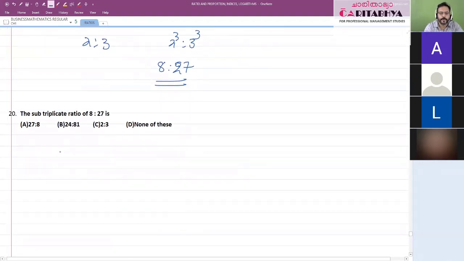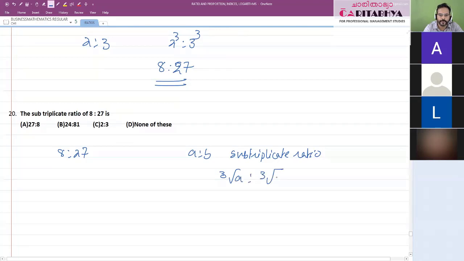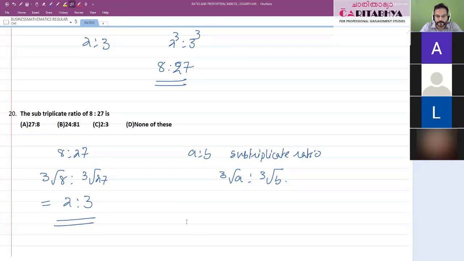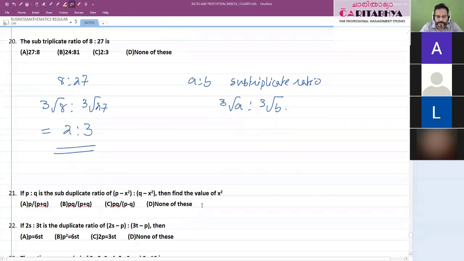Next one. Find the subtriplicate ratio of 8:27. A is to B is the given ratio. Subtriplicate ratio will be cube root of A is to cube root of B. So cube root of 8 is to cube root of 27, which is 2:3. Then next question.